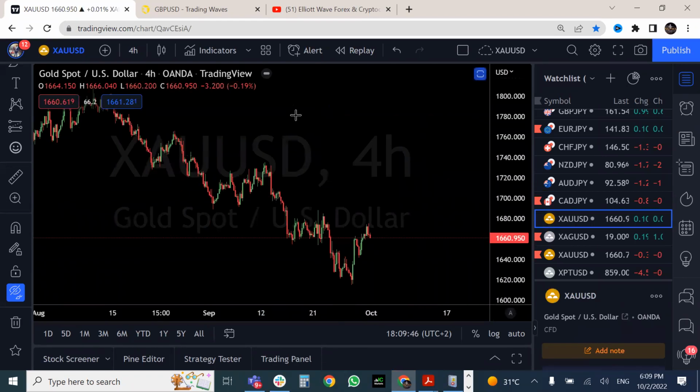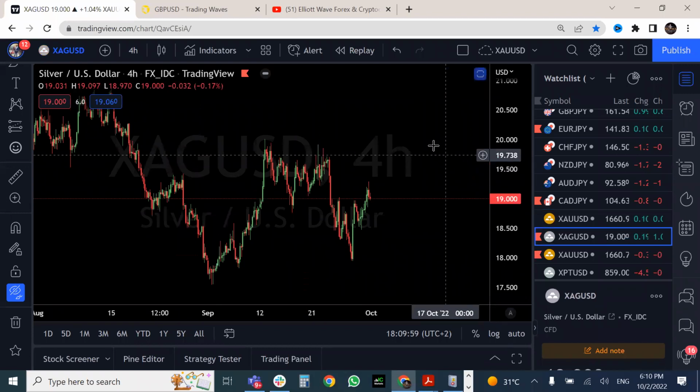Right, gold, we've seen a bit of a pullback here, 1, 2, 3. Gold is still looking pretty much bearish. Expect gold to continue dropping to the downside going into the new week. Similarly with silver, showing bearish signs still. So we should still see silver continue to the downside.